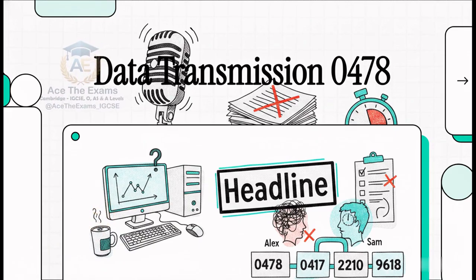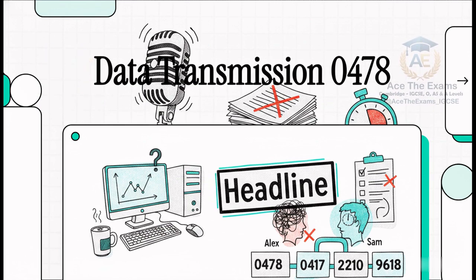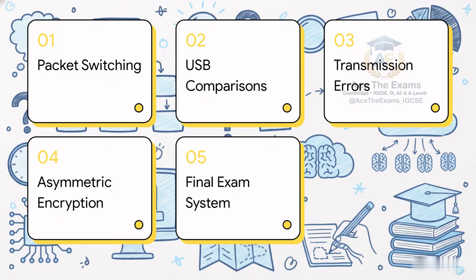Then we have Sam. Sam is really smart, but Sam constantly rushes. Because of that rushing, Sam completely misses the command word requirements. Throughout this entire masterclass, we're going to look at their flawed answers side by side with the examiner's actual red pen marks. We're going to dissect them, and I'll show you exactly how to transform those flawed responses into perfect top-tier scores.